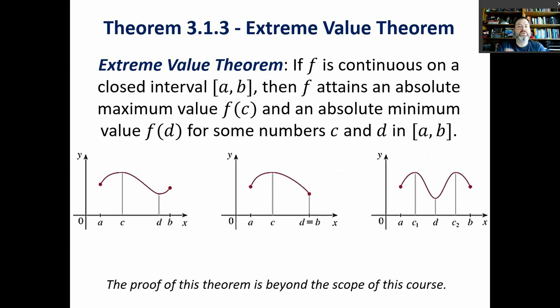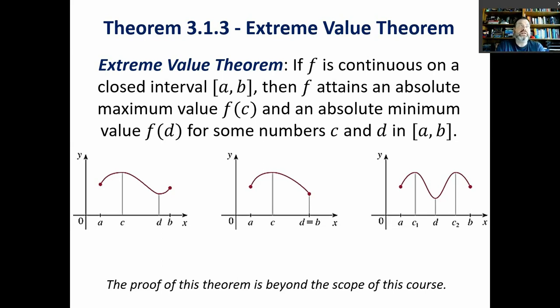Next up is a theorem called the extreme value theorem. And it basically says if your function is continuous on a closed interval, so there will be no vertical asymptotes, then f attains an absolute maximum value f(c) and an absolute minimum value f(d) for some numbers c and d in [a, b]. So the three pictures at the bottom there kind of show you why it's believable that this is true. We cannot prove this theorem. I could prove it, but it's really, really difficult, and it requires some advanced stuff that we don't get into.